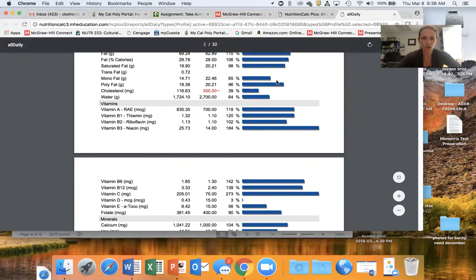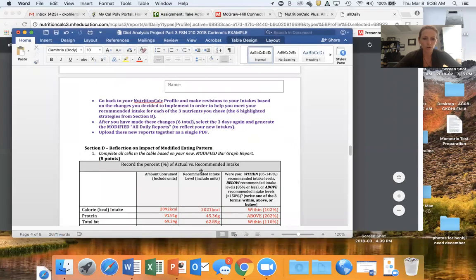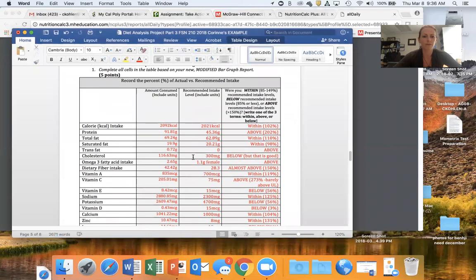So using this new NutriCalc report, you are going to go back here and fill in amount consumed of each nutrient versus recommended intake of each nutrient. That's kind of like what you did in part 2. And then you're going to categorize it as within, which is 85 to 149%, below, which is 85% or less, or above, which is greater than 150%.